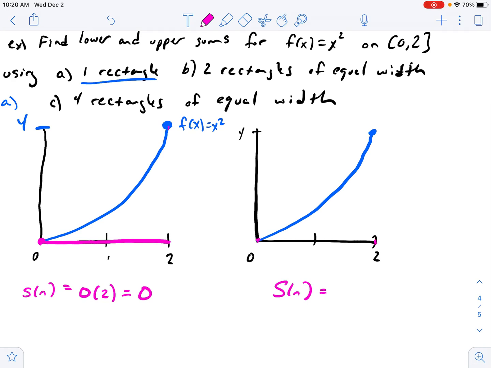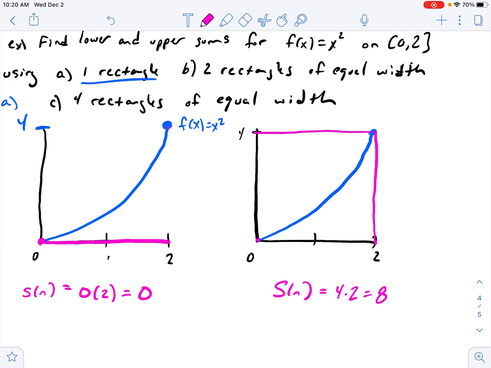For the upper sum, on the interval 0, 2, the y value at 2 is higher. So I'm going to draw the height of my rectangle there. And that's a rectangle of area 2 times 4. The height is 4, the width is 2. That's an area of 8.